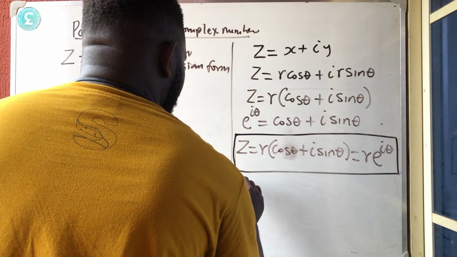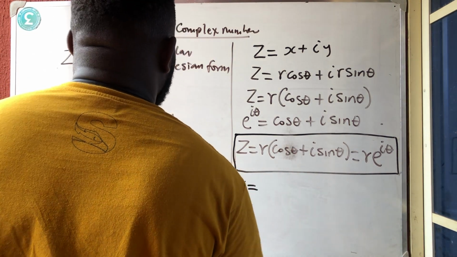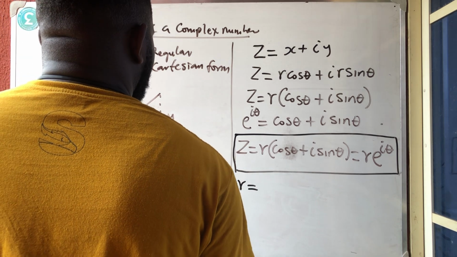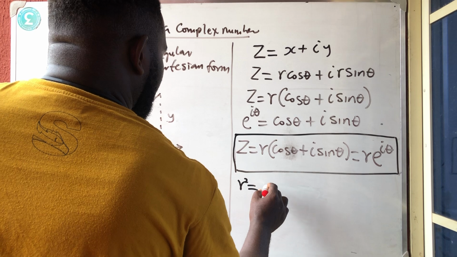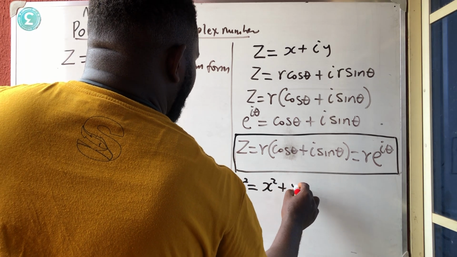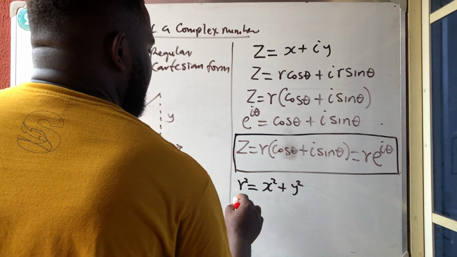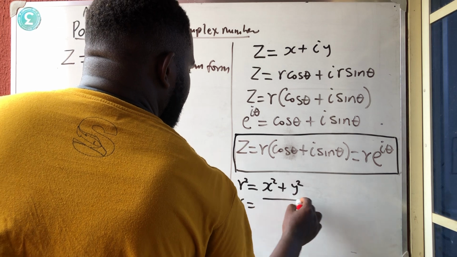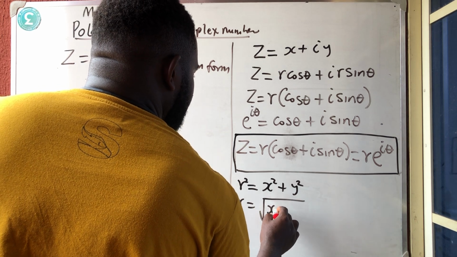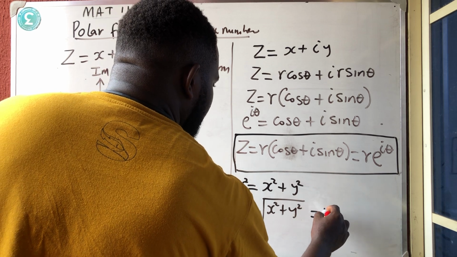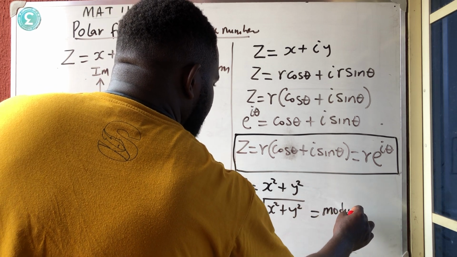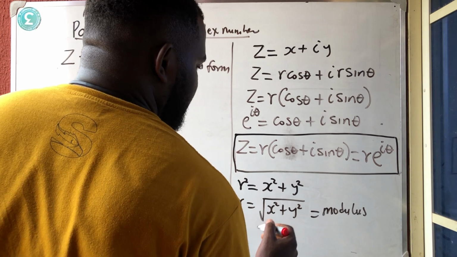Now, let me find r using Pythagoras theorem. R squared is equal to x squared plus y squared, is it not? So therefore my r is the square root of x squared plus y squared, and my r is called the modulus of the complex number.